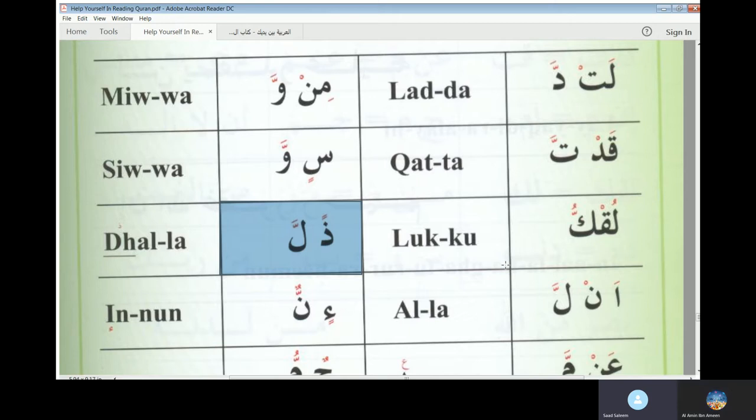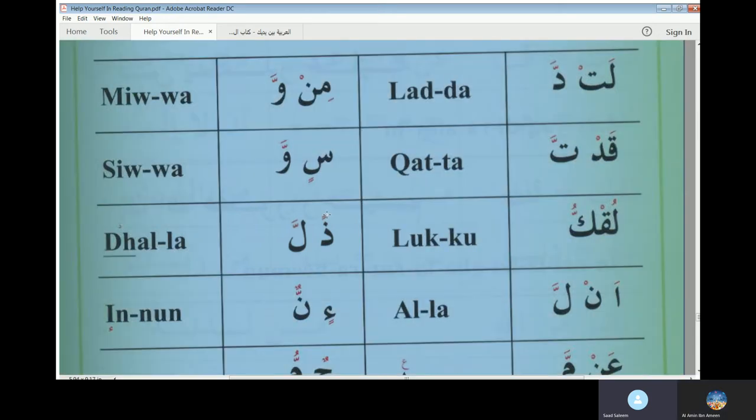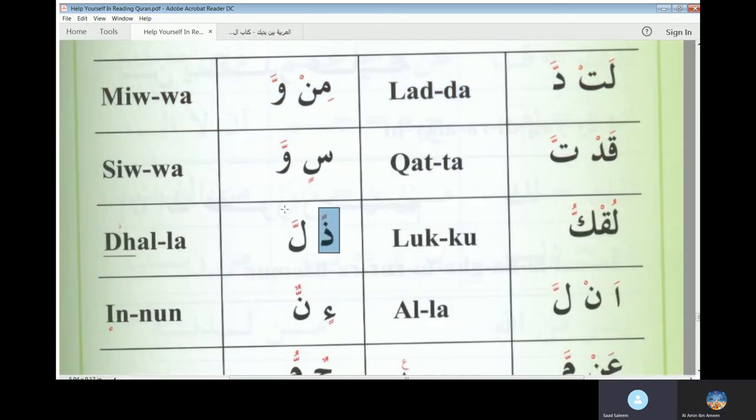On a normal occasion we pronounce tanween sun, but here because of this shadda, this noon of tanween is ignored.